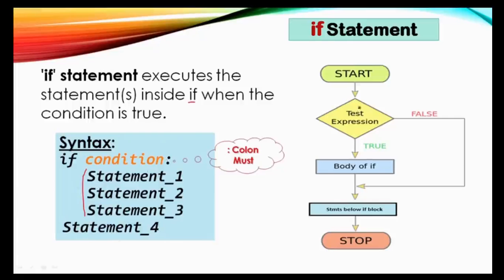The flowchart is given here. When the program starts, a test expression is evaluated. If the condition is true, the body of the if, that is the block of statements, will be executed. After that, the statements below the if block will be executed. It does not mention what to do if the condition is false. If the condition is false, none of the statements inside the body of the if are executed, and the lines just below the if block will be executed. This type of if is called a simple if.